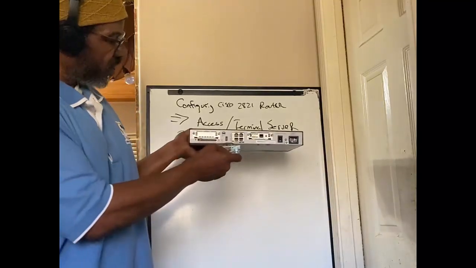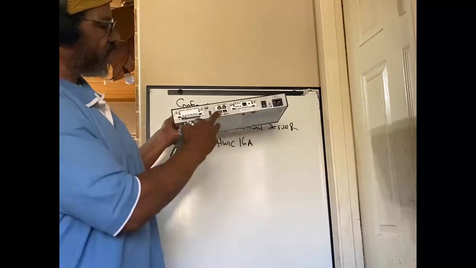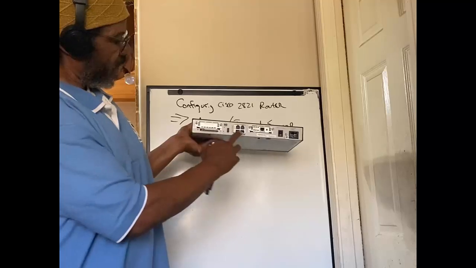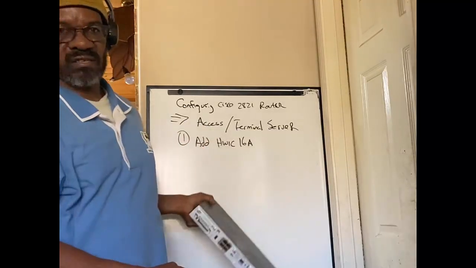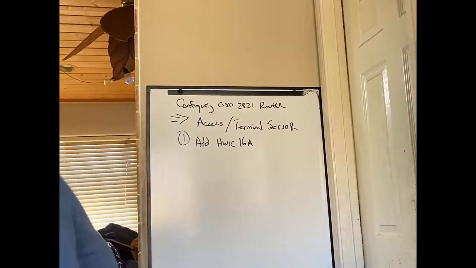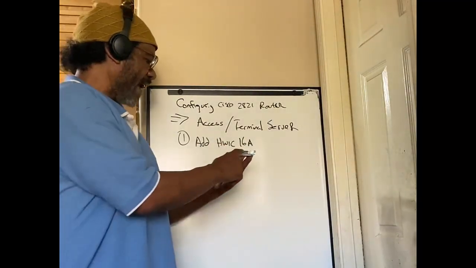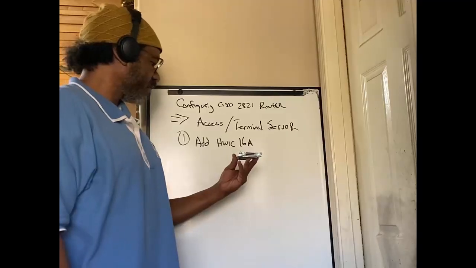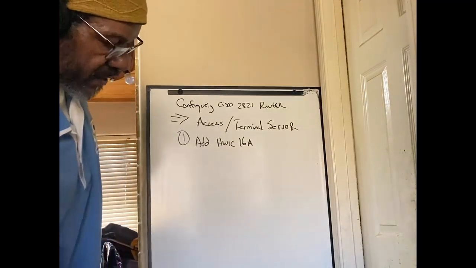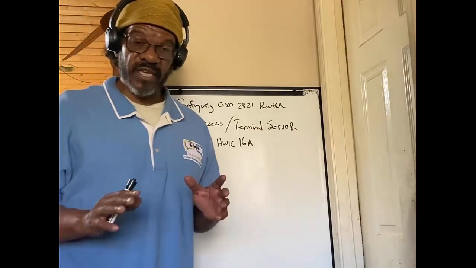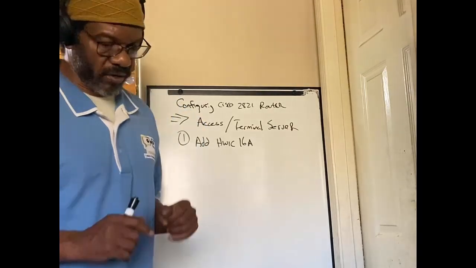This is a Cisco ISR router. It's an integrated services router, and the way you can tell is because it has these slots for WIC interfaces. The first step we're going to be doing is adding this HWIC 16A. I'm going to be putting this into a 2821 router, by the by.